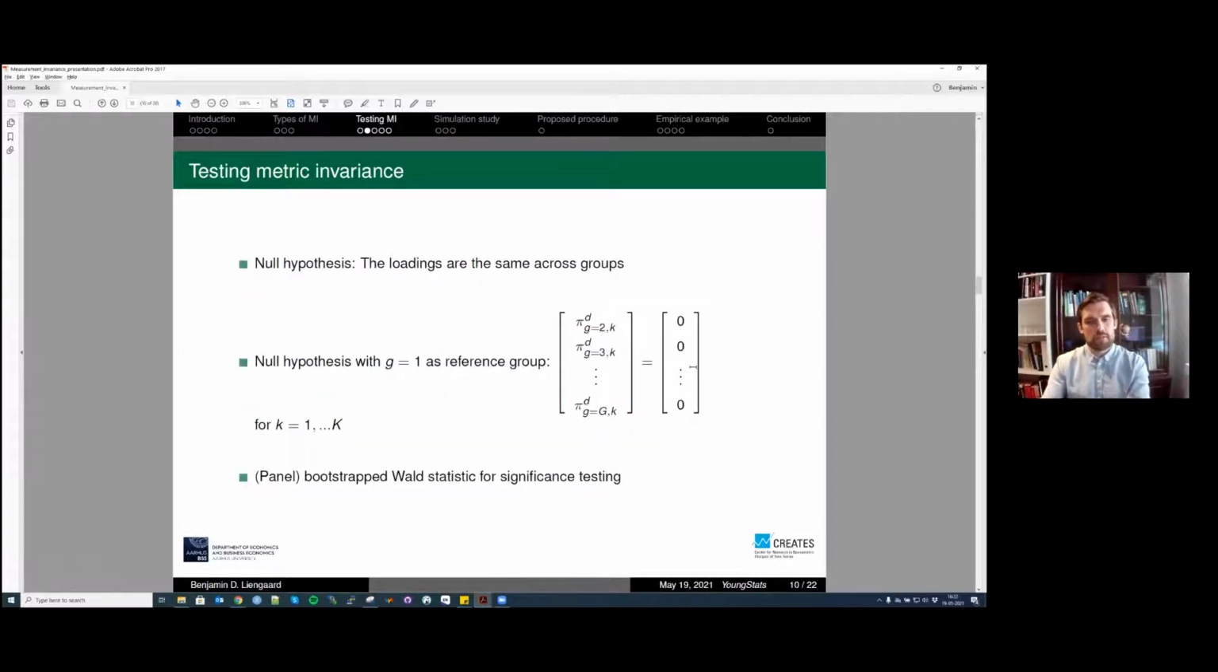So for testing for metric invariance, we will have a null hypothesis where the differences between the reference group and any of the other groups are 0.